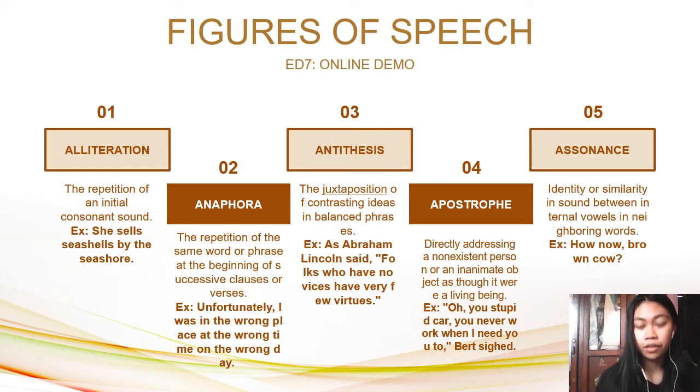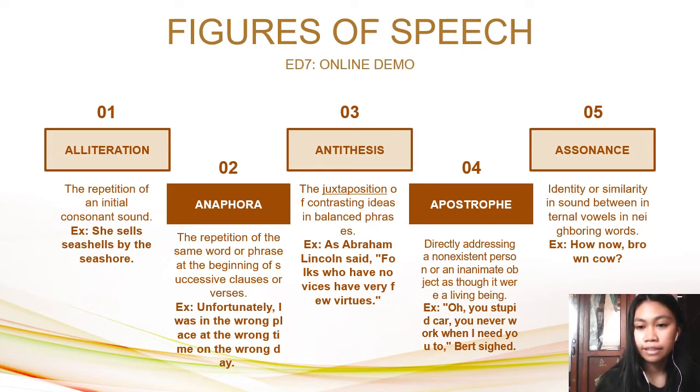Fourth is the apostrophe. Apostrophe is directly addressing a non-existent person or an inanimate object as though it were a living being. Example: oh, you stupid car, you never work when I need you to. We can see that the car is a non-existent person or object here in the example.